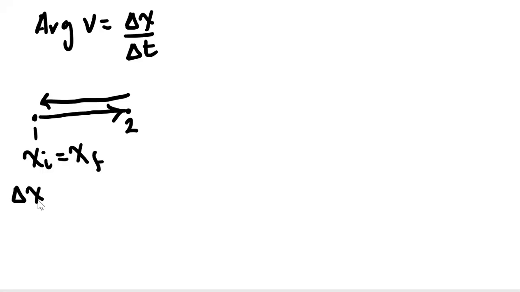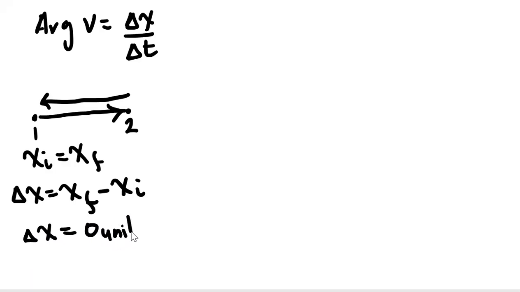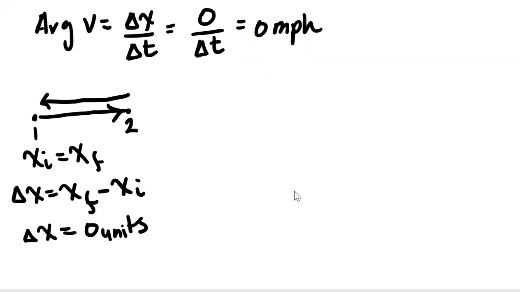So in this case, his initial position is the same as his final position. Now displacement is given by the final position minus the initial position. And if these two quantities are the same value, then the change in position is going to be equal to 0, in whatever units you have in your problem. So our delta x is just going to be 0 over the time interval delta t. So our average velocity is just going to be 0 miles per hour. And this was much easier than the first part of this problem.